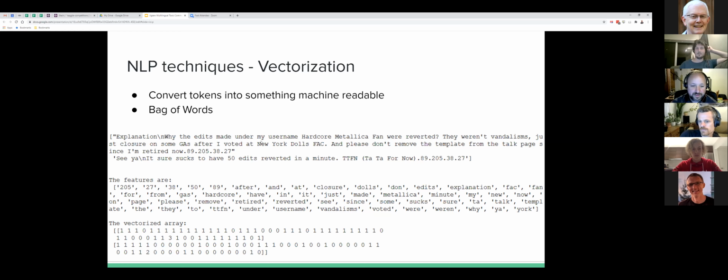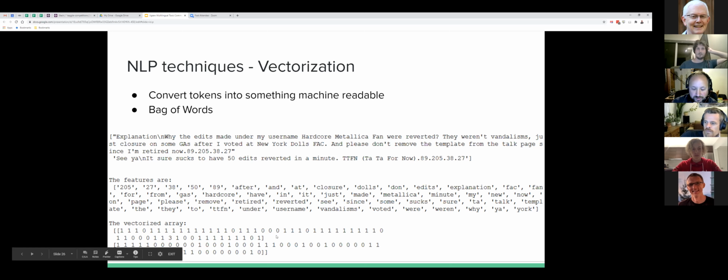What I mean by that is I've vectorized these two comments that I had up before, and it's made a single list of all the different features, all the different words and tokens. Then to vectorize each comment, it makes two lists where it counts whether each of these exists in that comment. It gets a 1 if there's one of them, a 3 if there's 3, and if one of these words doesn't exist in that comment, it gets a 0.